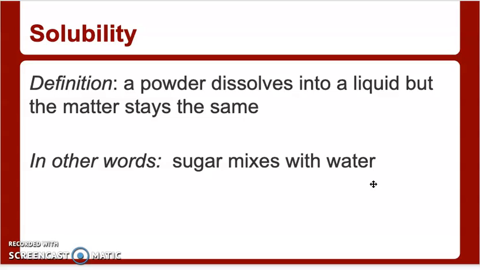All right, so in our definition, we need to circle what lets us know this is solubility, and then underline what lets us know this is a physical change. So what makes this solubility, which we're going to circle, is that powder dissolves into a liquid. Please circle that in your definition. We also need to know why we know it's a physical change. And just like with state change, matter stays the same. So let's underline matter stays the same. We are again going to leave our in other words alone as it's an example.